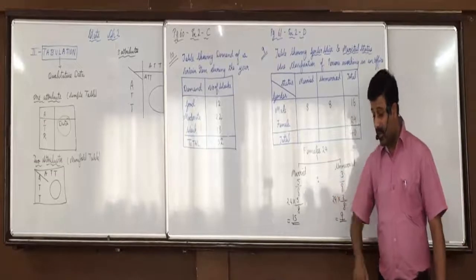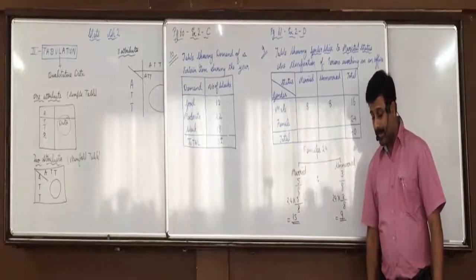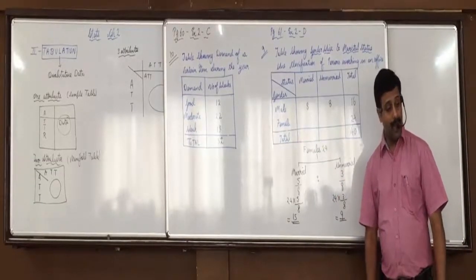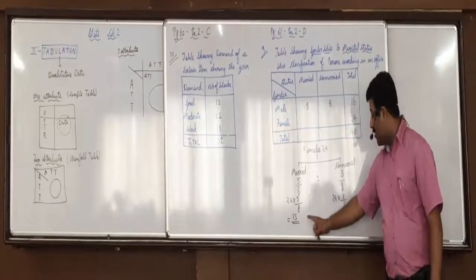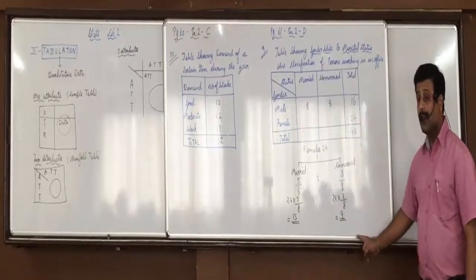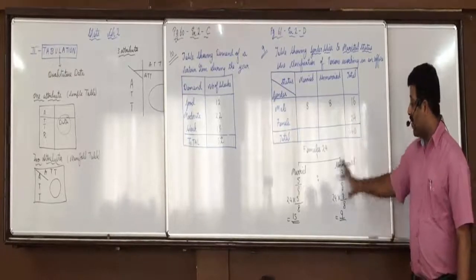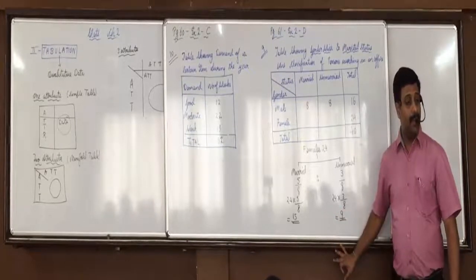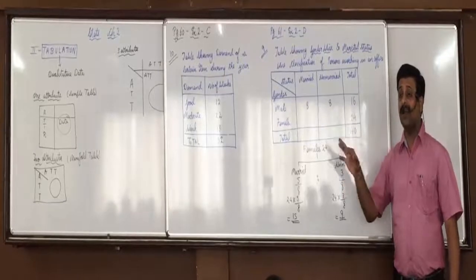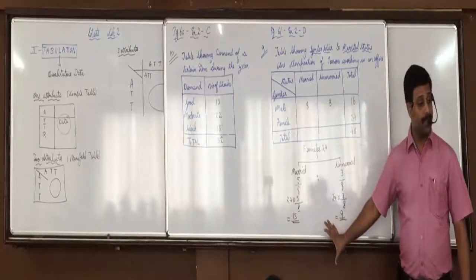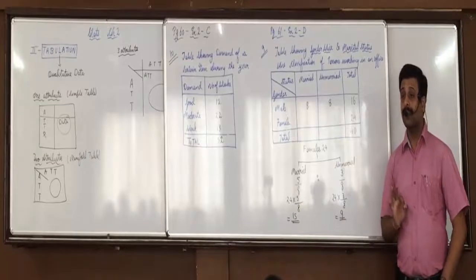Cross check. 24 into 5 by 8. 24 into 3 by 8. 9. Did you get this? So out of 24, 15 are married and 9 are unmarried. No need to make it complicated by assuming x, etc. It is a very simple process. Okay. One more thing.